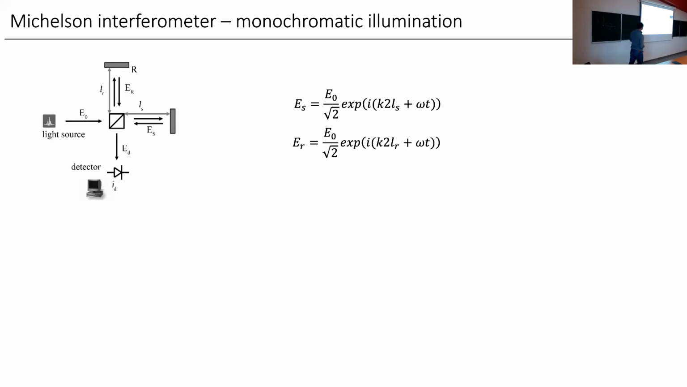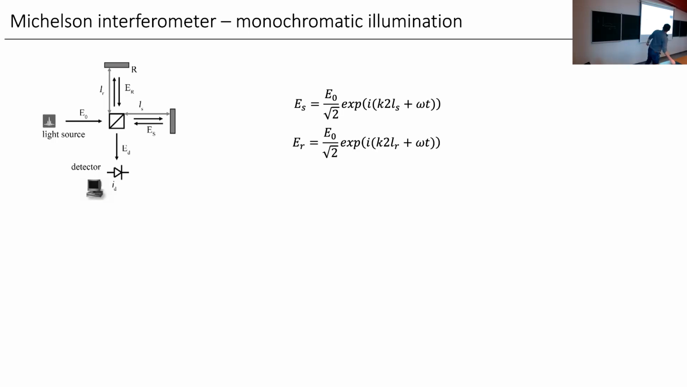So E0 is split into two electric fields, and then the light goes to the reference mirror. That's the reference arm, and the other is the sample arm. This is where we will put the tissue. So it's the sample mirror, which is the sample arm. Then the beams get combined again.